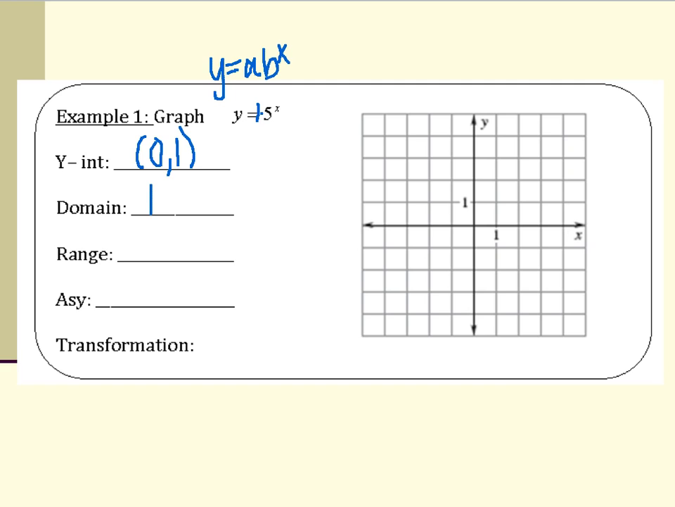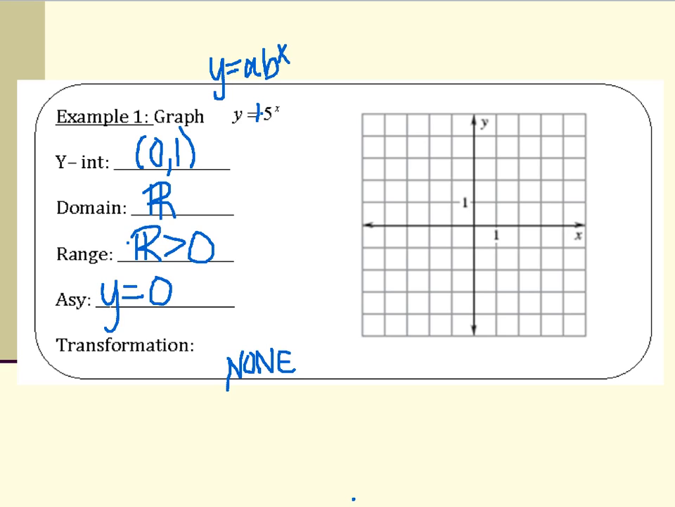My domain, as I said, is going to be all real numbers. My range, well, I don't have a movement here at all, so my range is going to be all real numbers greater than 0. And my asymptote is still going to be y equal to 0. Now, because this is just a general graph, I have my a value being 1. For transformation, there's none. We don't have any transformation here.